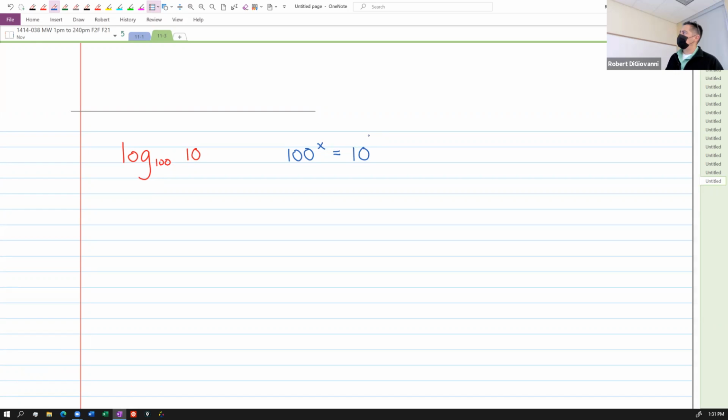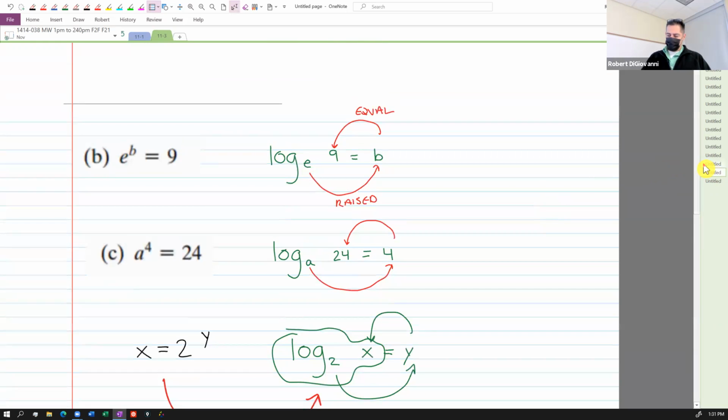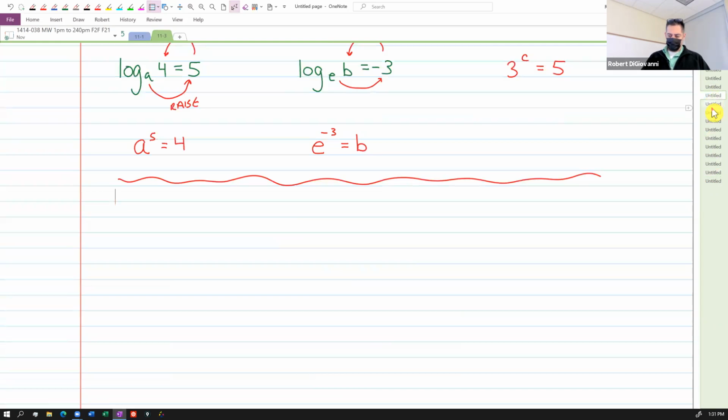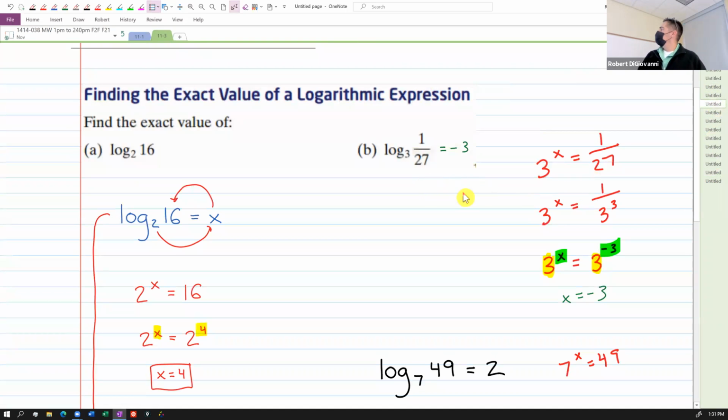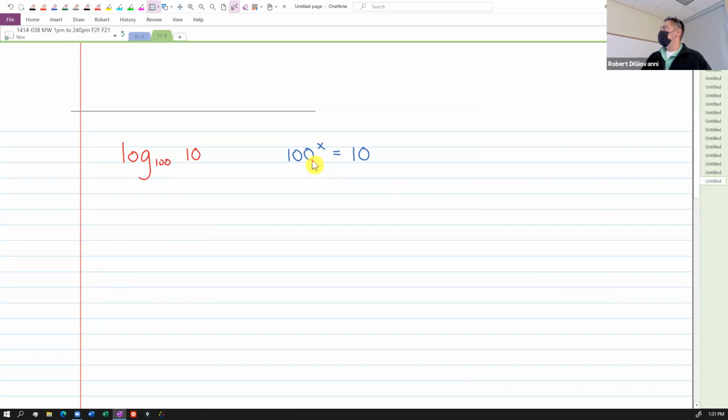How the heck am I going to do this? In the previous problem that we did, right here, when things weren't very nice, what I tried to do was get them to both have a base of 3, didn't I? And then I just matched their exponents up. Is there something I can do to get both of these bases to be the same? Let's go with the smaller number. We have 10 and we have 100. Is there any way that we can rewrite the 100 with a 10?